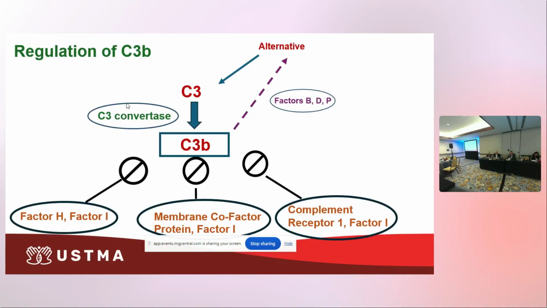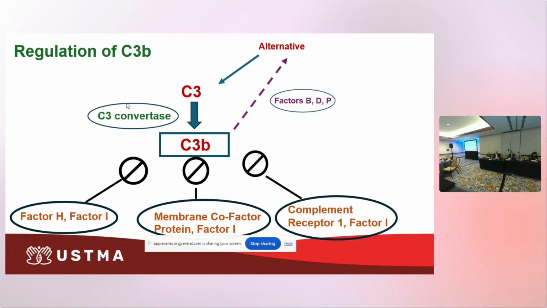How is the regulation of C3b achieved? There are negative regulators of C3b. And what are those negative regulators? There are factor H, factor I, membrane cofactor protein, complement receptor 1, again, and factor I. And factors B, D, and P are actually propagating the cycle of C3 to C3b conversion. So when there is the need for C3b, you produce more C3b. But when there's no need, there's little amounts of C3b.